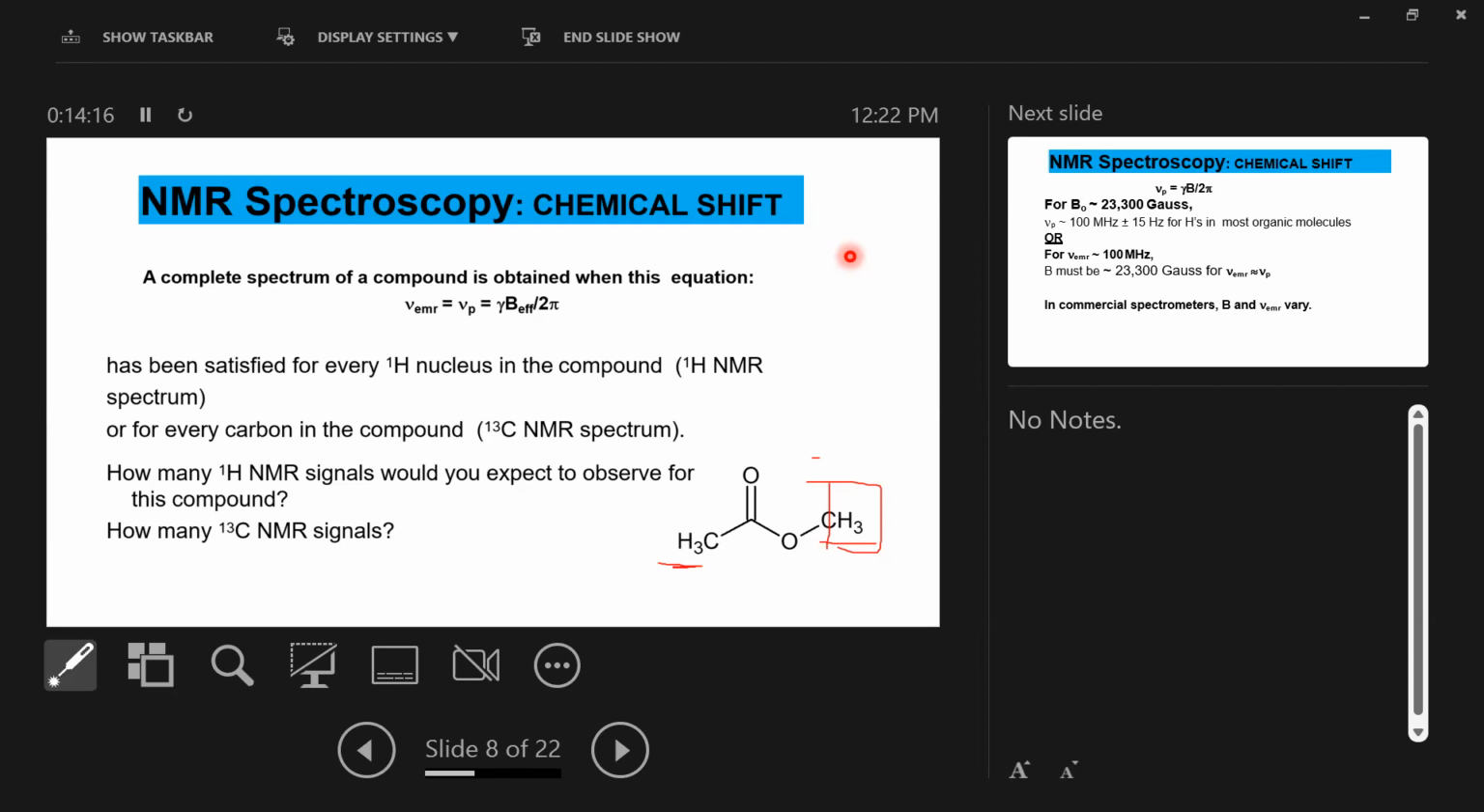So there's three carbons. Let me say, four carbons would be foolishness. So are the three carbons chemically equivalent, meaning are they in the same environment? No. Okay. Which one do you expect to be different? Would you expect this carbon and this carbon to be the same? Why?